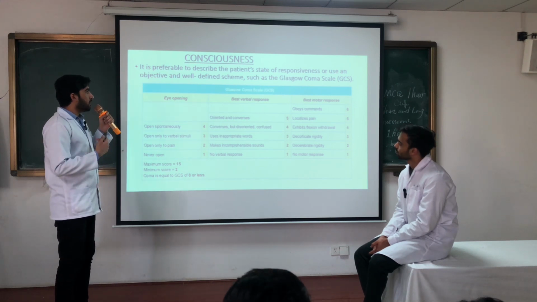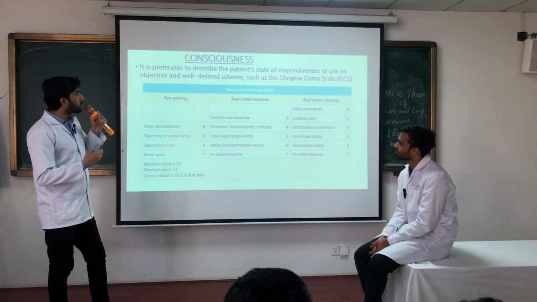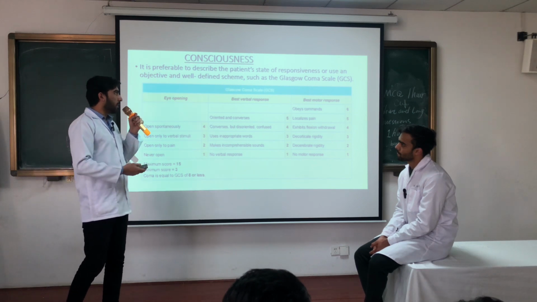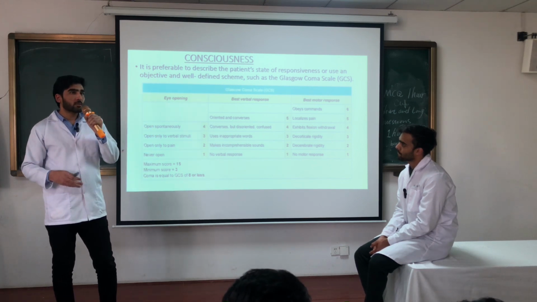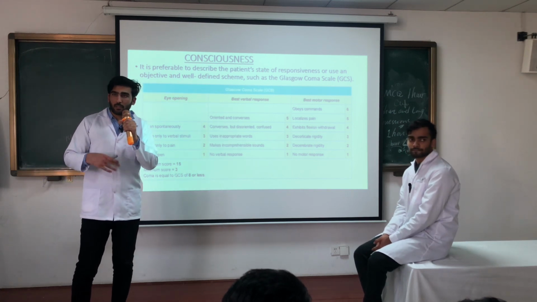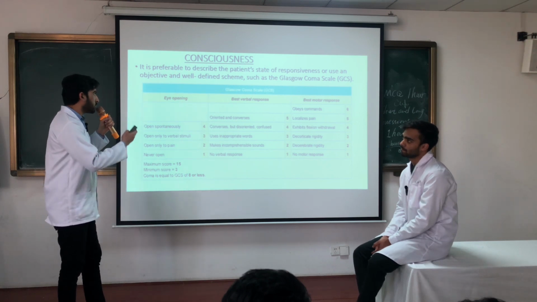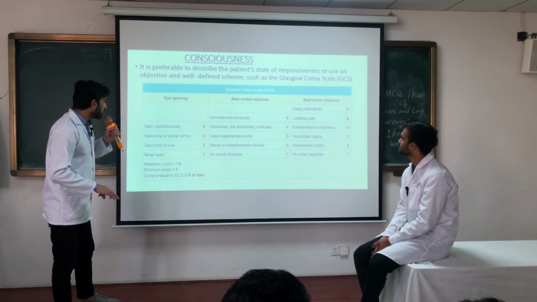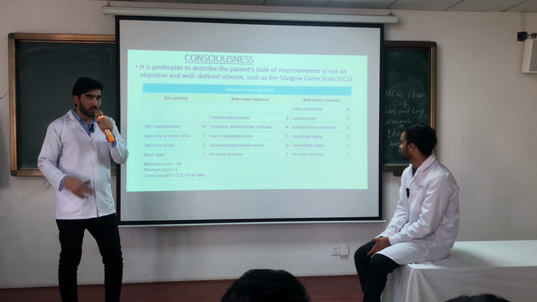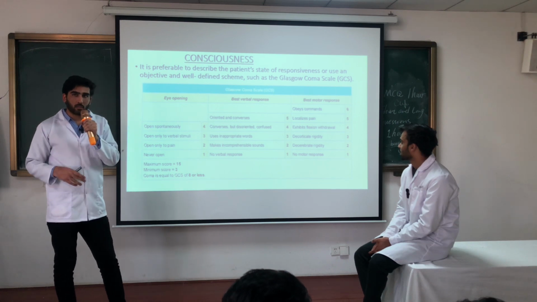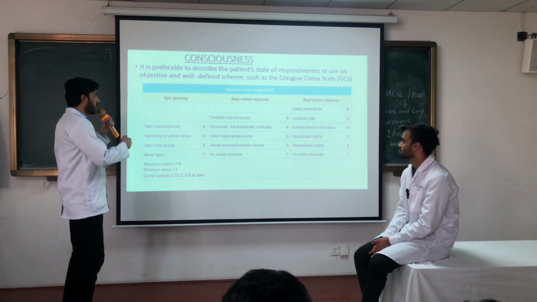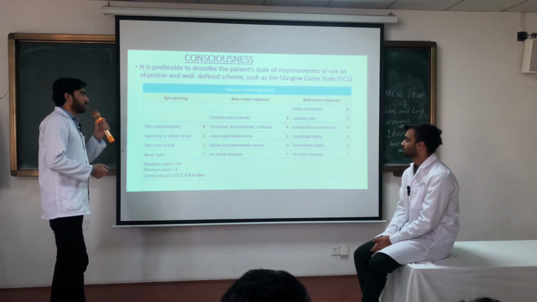Consciousness: it is preferable to describe the patient's state of responsiveness or use an objective, well-defined scheme like the Glasgow Coma Scale, because we can use this scale in any traumatic patient who is unconscious and enters the ICU. The maximum score is 15 and the minimum is 3. Coma is when the Glasgow Coma Scale is 8 or less than 8. So these are the important things. We can check eye opening, verbal response, and motor response.